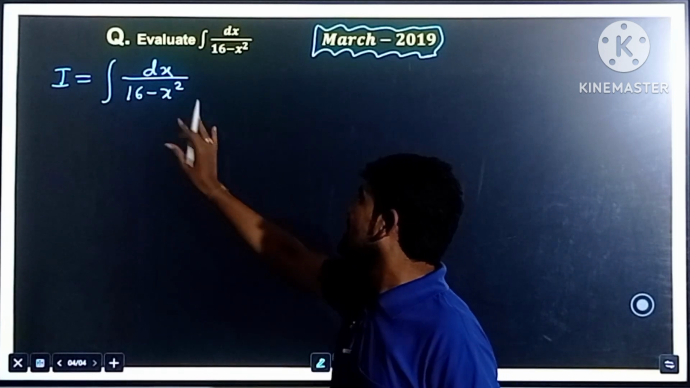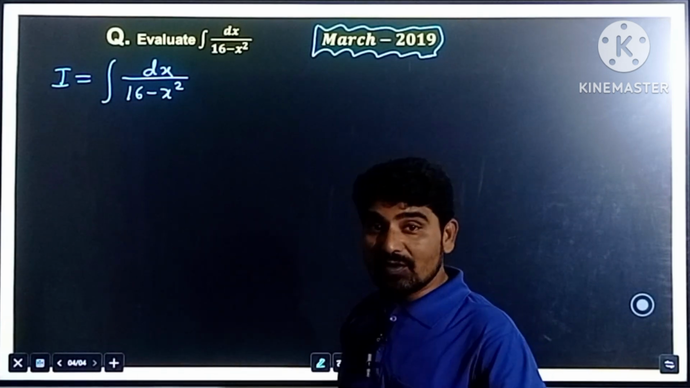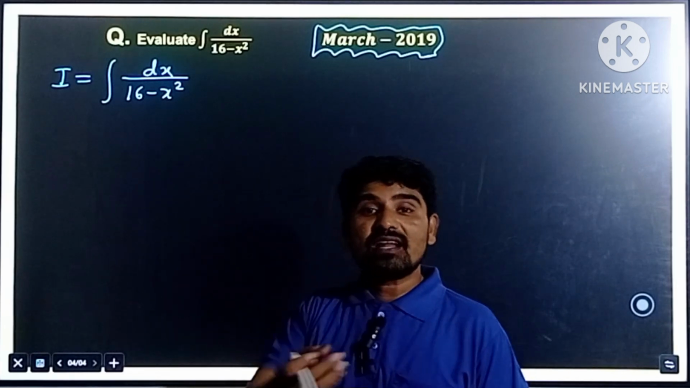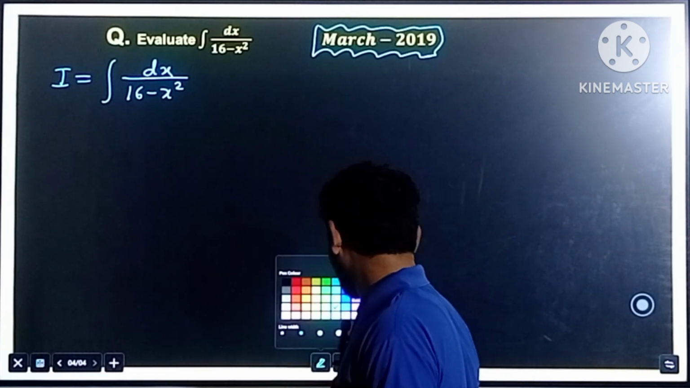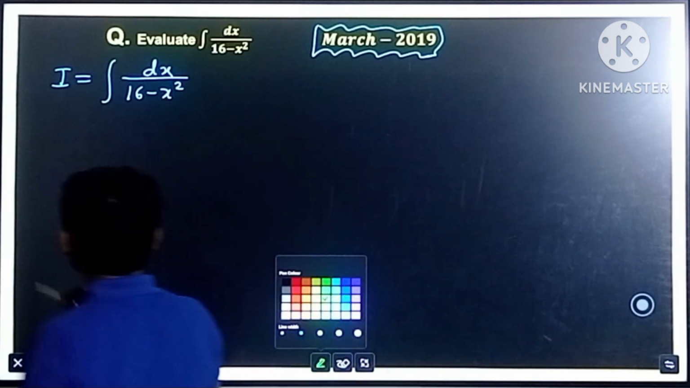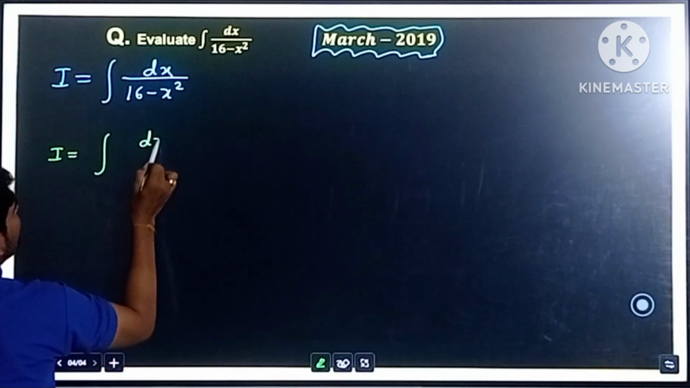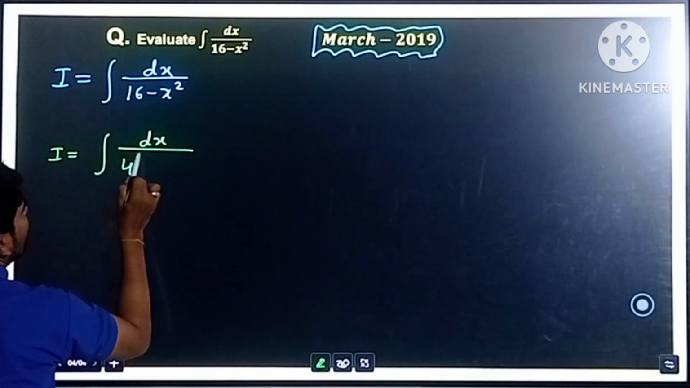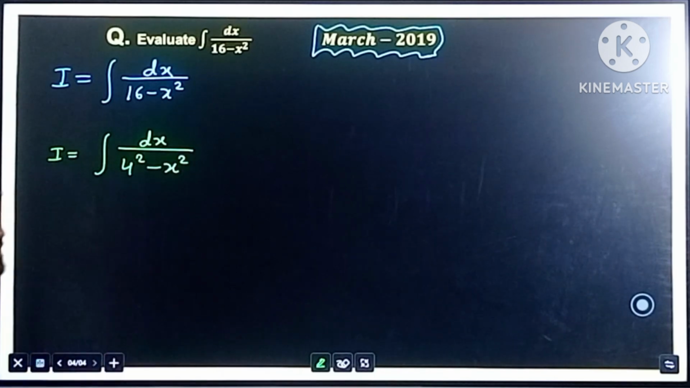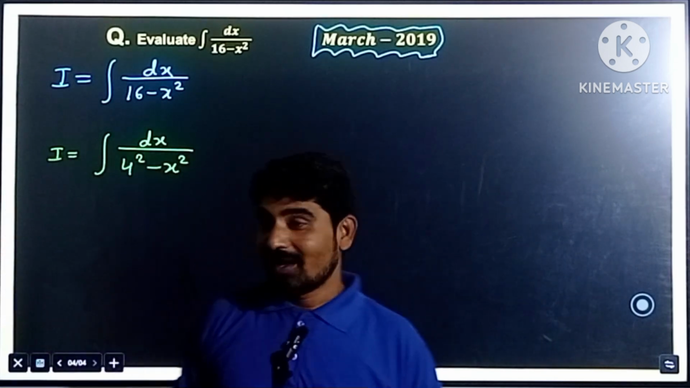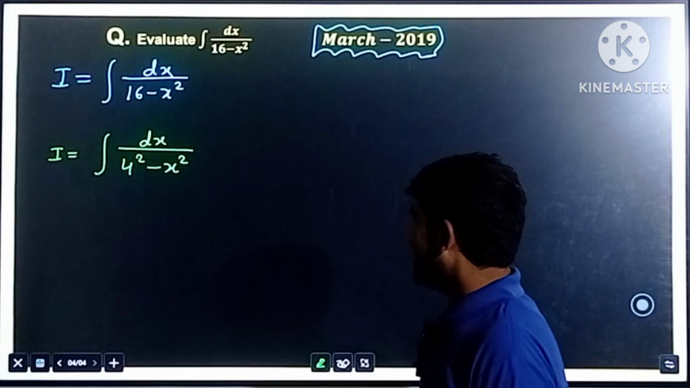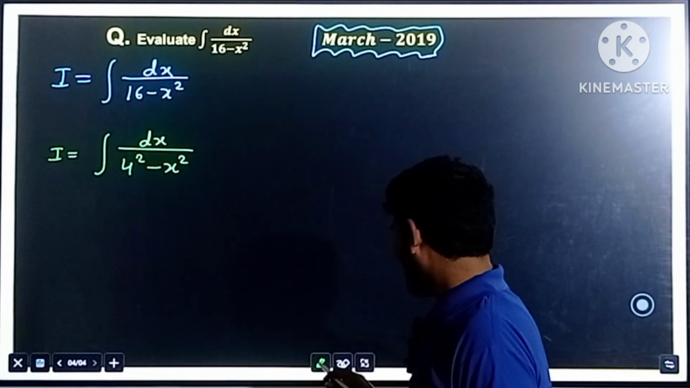The denominator is 16 minus x square, and we know that 16 is square of 4. Therefore, the given integration problem can be expressed as I is equal to integration of dx divided by 4 square minus x square. I hope all of you understand it. And now observe this integration problem.